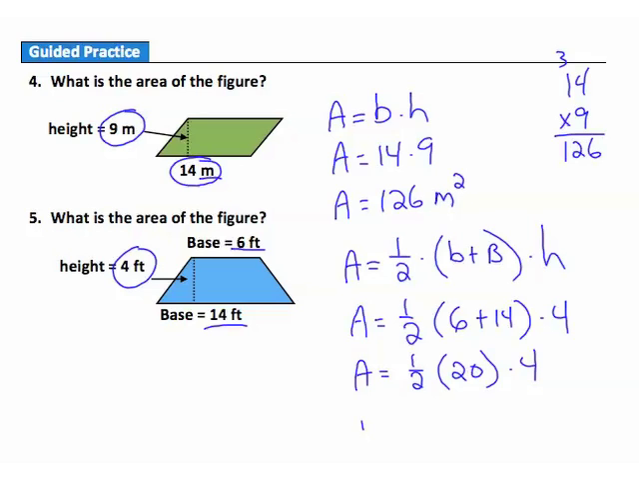Now I need to multiply. Well, multiplying 1/2 times 20, all I'm going to do is take half of 20. Half of 20 is 10, and I'm going to multiply that times 4. 10 times 4 is 40, and now I want to make sure that I indicate this is a measure of area. So I have to write feet squared, or feet to the second power.